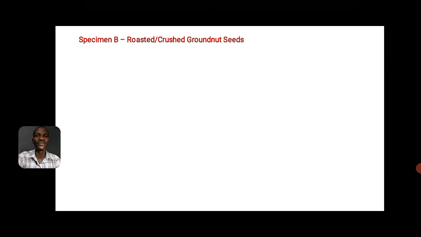Now we are moving on to specimen B. What are the questions that are likely to be asked for specimen B? What are the likely questions? They will say, identify specimen B without reason.